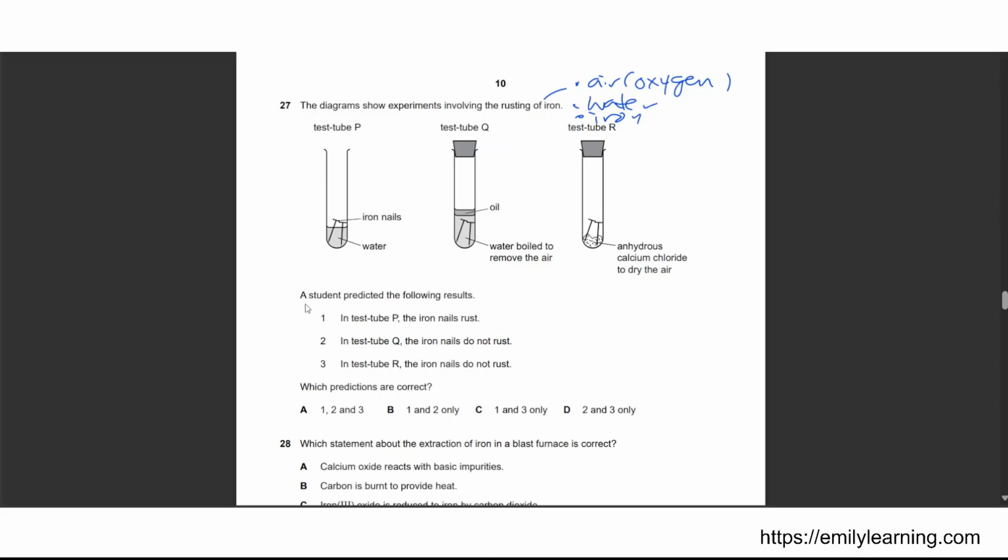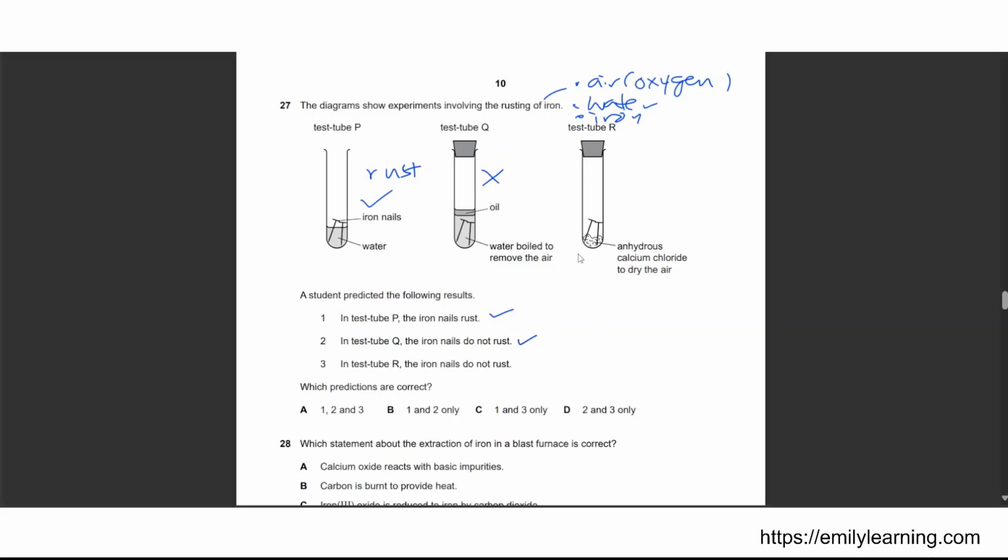So let's take a look at this. A student predicted the results. It says that in P, the iron nails will rust. In test tube P, there is air and there's also water, so yes, I agree, there's rusting. In test tube Q, there's oil, which will prevent the air from entering. But the water has been boiled to remove air. So in other words, we have water but we do not have air, so it can't rust. So yes, test tube Q doesn't rust, I agree as well.